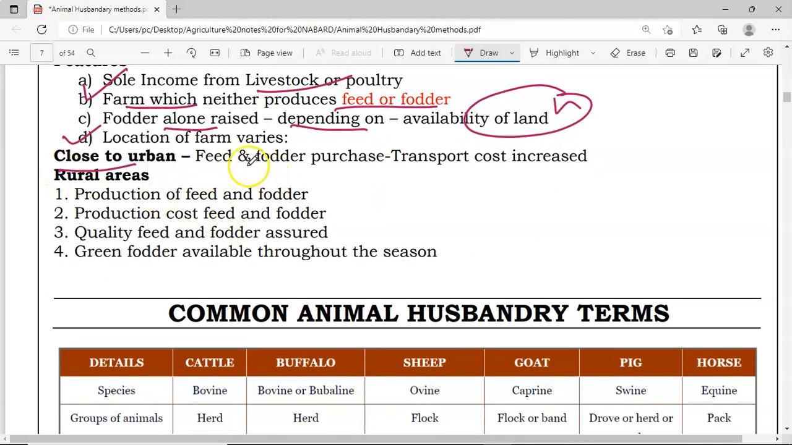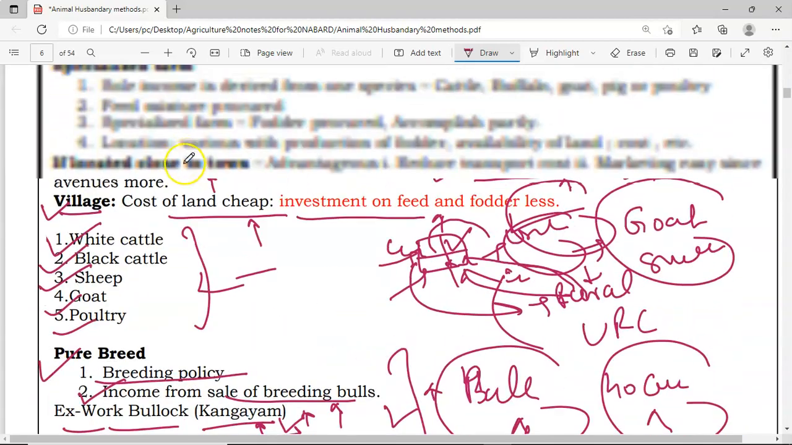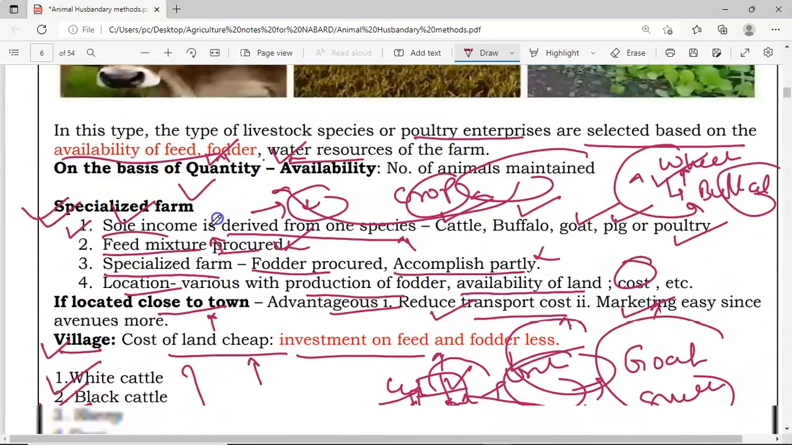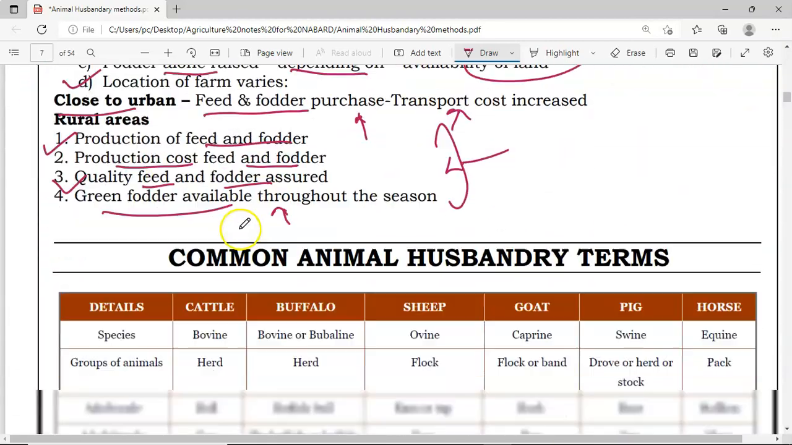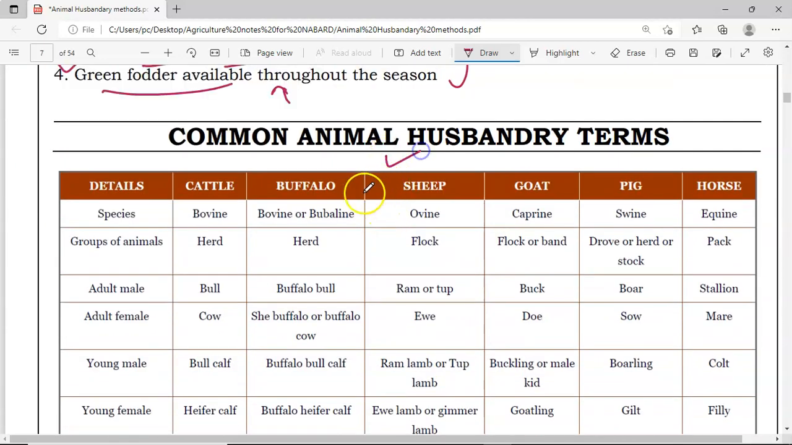Close to the urban area, in this, feed and fodder are purchased, so its cost will increase. So under this area, the production of feed and fodder will affect the cost of production, the quality of feed and fodder will be assured, and green fodder available throughout the season is a characteristic and feature of this specialized type of farm. Now we will see some common animal husbandry terms.